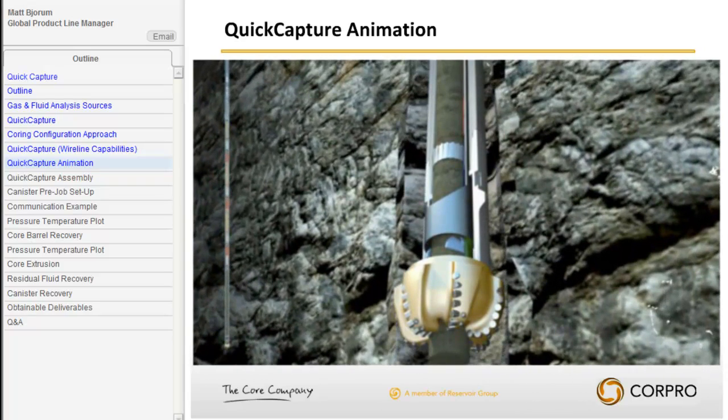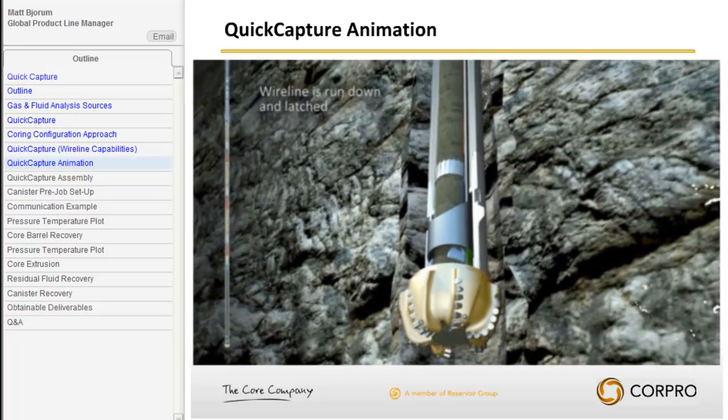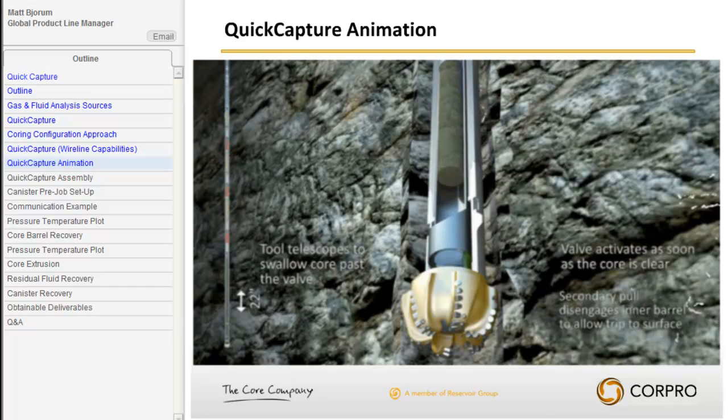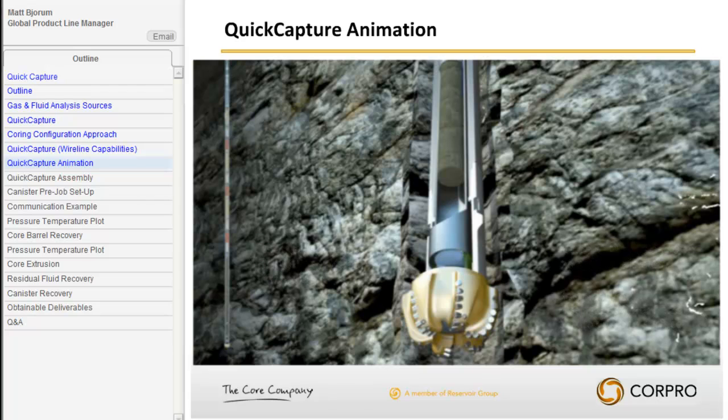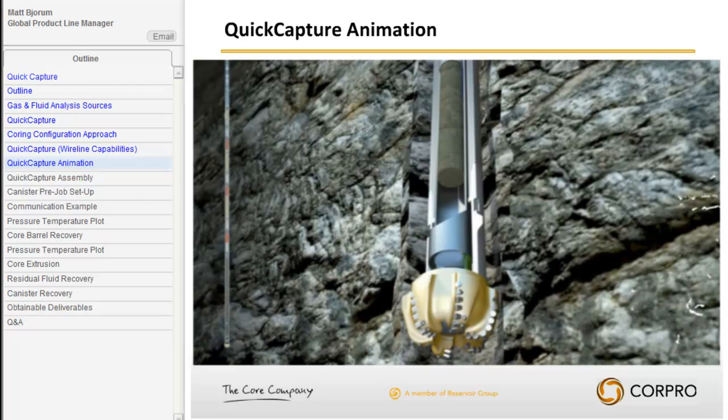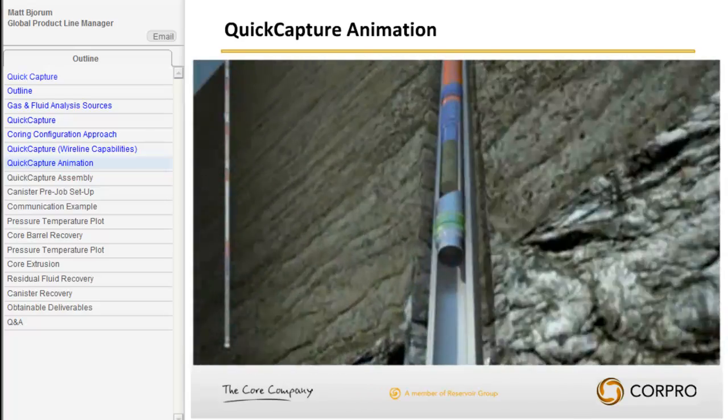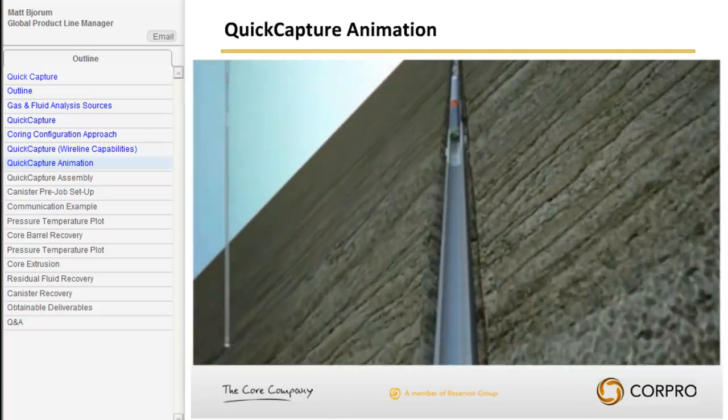The wireline is run down and latched onto the quick capture coring assembly. An initial pull begins to set and stroke the tool, allowing the core to pass the valve assembly and seal the tool. A secondary pull disengages the tool, and the inner barrel starts the trip to the surface.